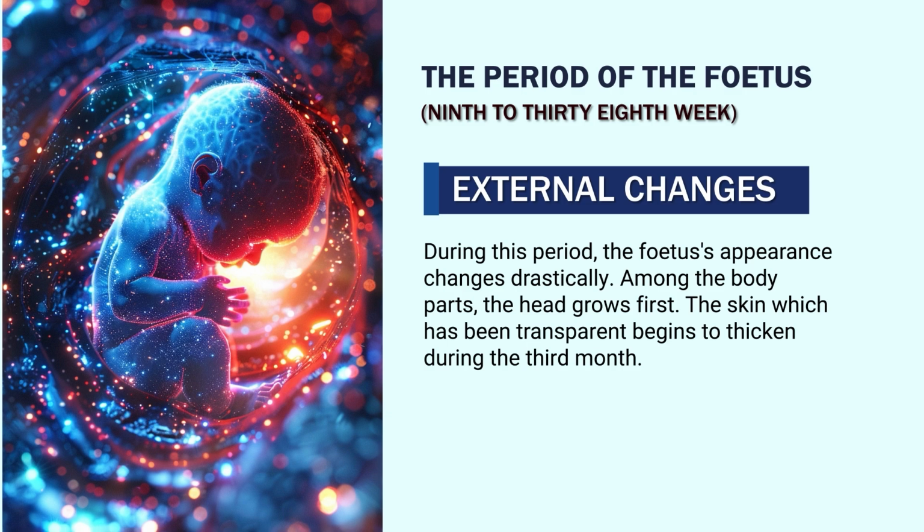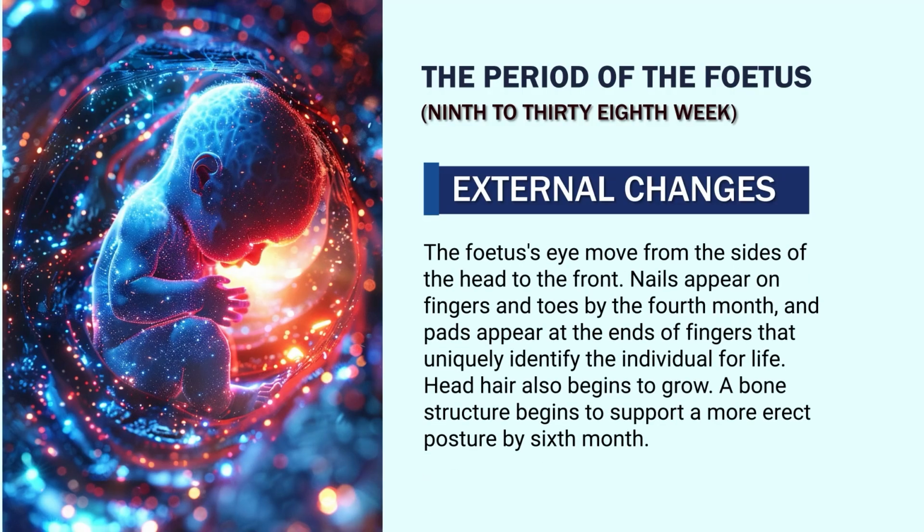During this period, the fetus's appearance changes drastically. Among the body parts, the head grows first. The skin, which has been transparent in the earlier weeks, begins to thicken during the 3rd month. So, earlier, if you have seen most of the videos and pictures, the skin of the child in the embryo is kind of transparent, but during the 3rd month it becomes thickened. Now the fetus's eyes move from the side of the head to the front, and it forms the eyes.